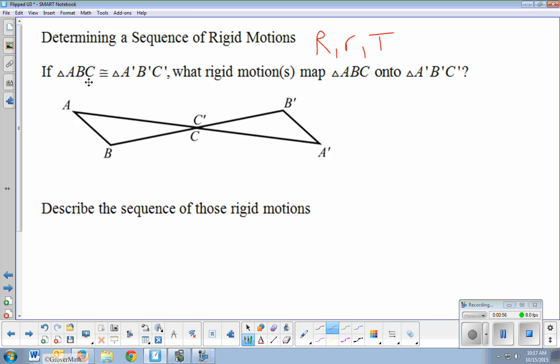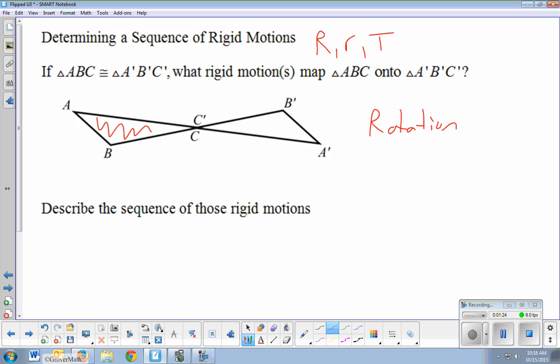This first question is just saying that this triangle ABC is congruent to this triangle A prime, B prime, C prime. What rigid motion or motions map this onto this? How could I take this triangle over here on the left and get it to fall on top of this triangle using these three tools here? And this would simply be a single rotation. A single rotation can do that.